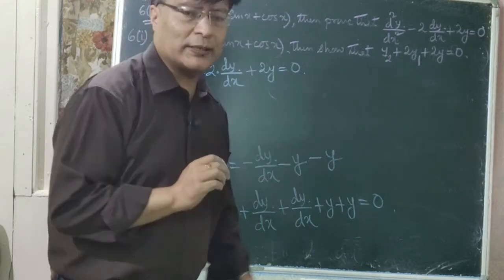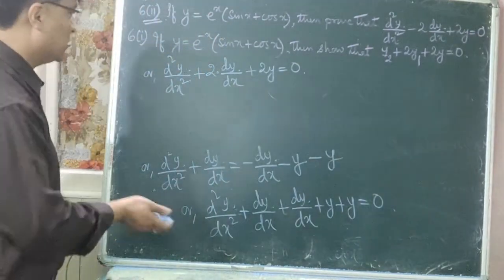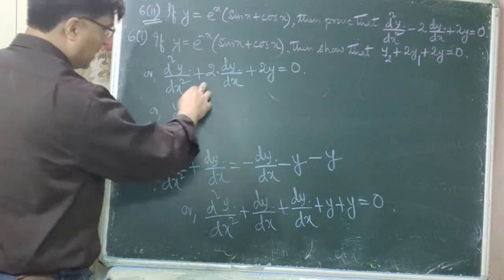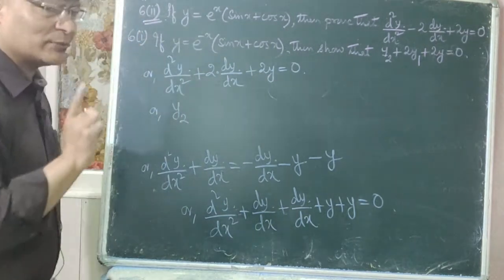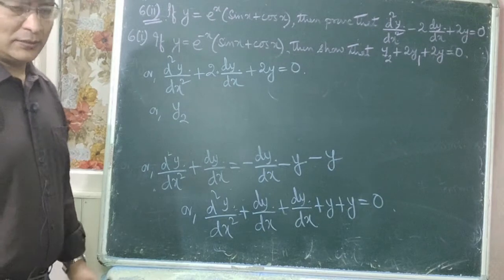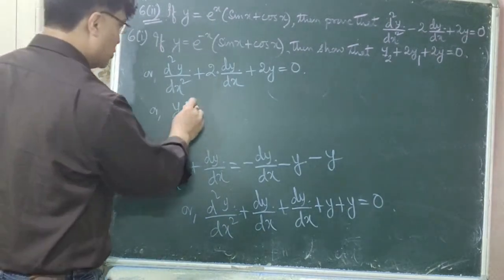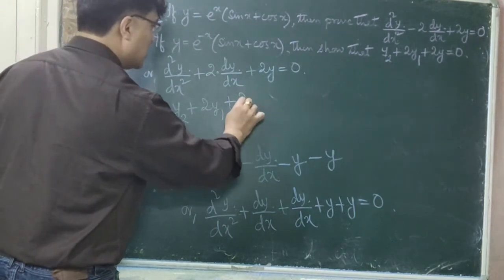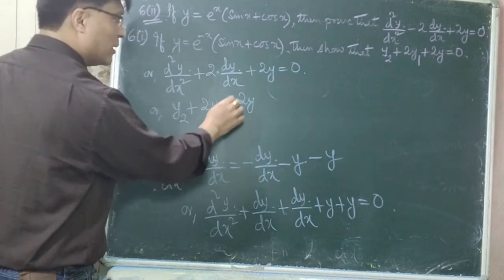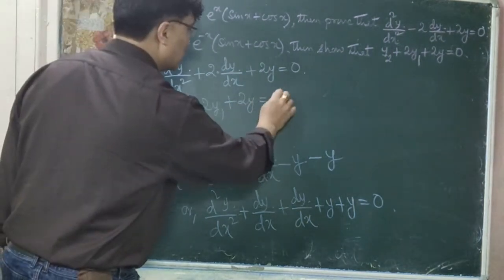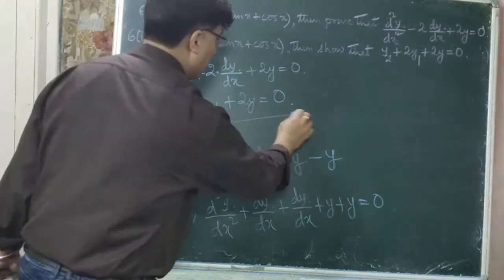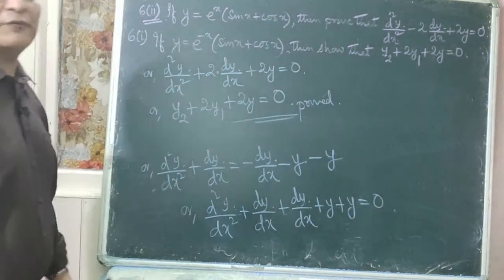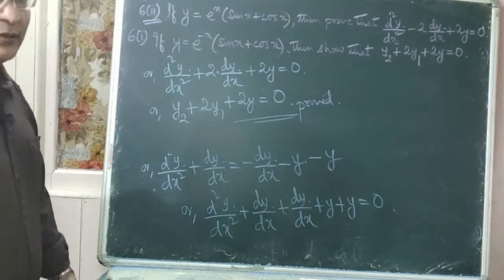If the question gives y2 and y1, then you must write y2 and y1. So what is d2y by dx square? It is y2. It is also fine to leave the answer like that, but write it as it is in the question. So d2y by dx square is y2 plus 2 into dy by dx, which is y1, plus 2y, which is equal to 0. So this is your final answer, which is proved. Is that clear to all of you? So this is your final answer.